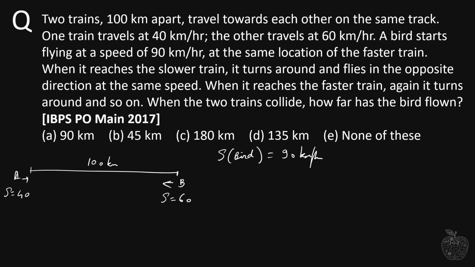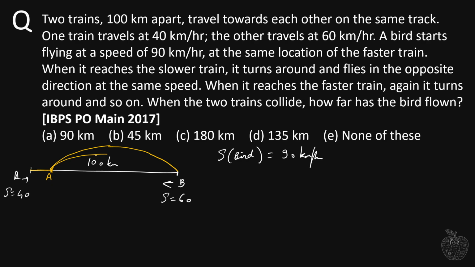So what is the concept behind this question trying to tell us? There is this bird, and it starts flying from the faster train. While it is flying, A must have already traveled some distance, right? So A is here. Now the bird reaches the slower train and turns around, moving towards the faster train.